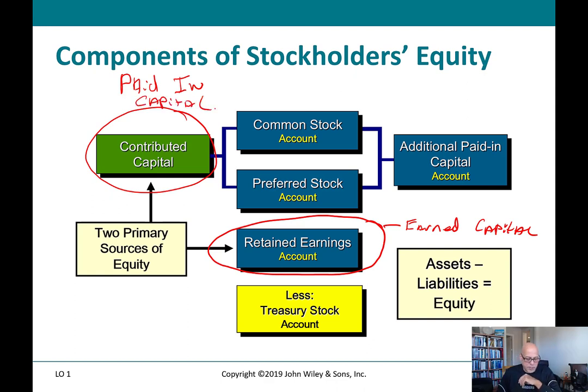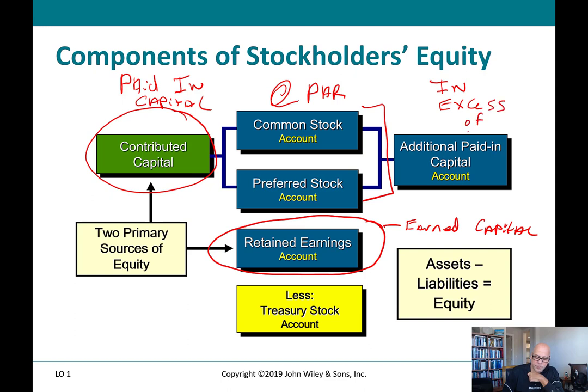Okay, so contributed paid in capital consists of our common stock and our preferred stock, and that account holds whatever was paid in at par, or if it's no par stock with no stated value, then it's whatever was paid in for that stock. So that's at par. And then they call this additional paid in capital. This is the amount that is in excess of par.